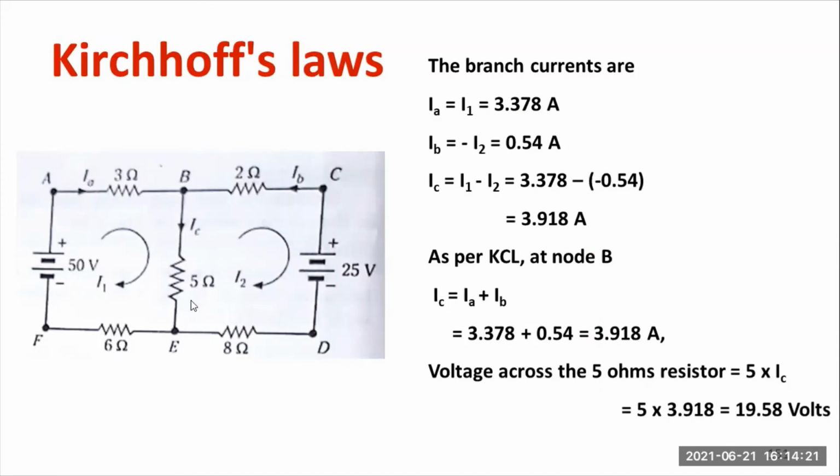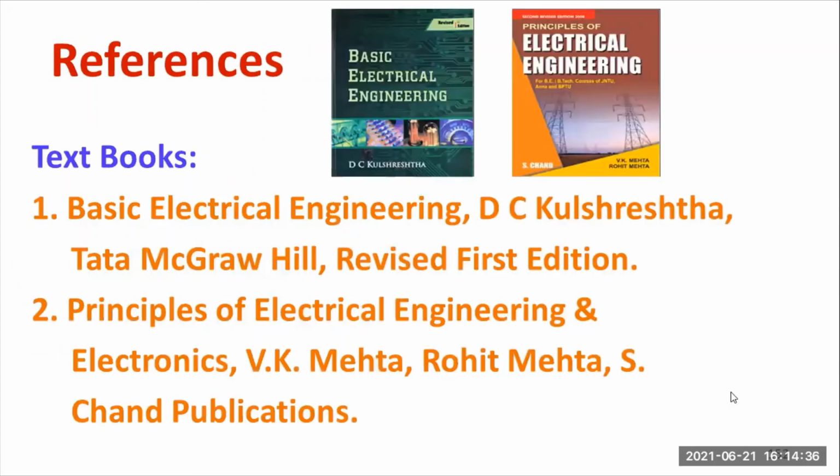How to calculate the voltage drop across the branch BE? The voltage across the branch is equal to current into resistance. The current is IC and the resistance is 5, so IC into 5. The final answer is 19.58 volt. So this is the final answer.